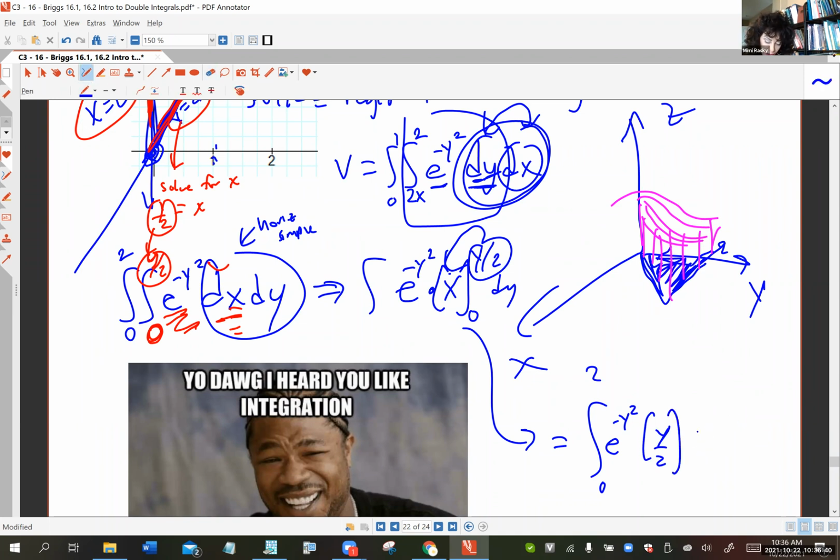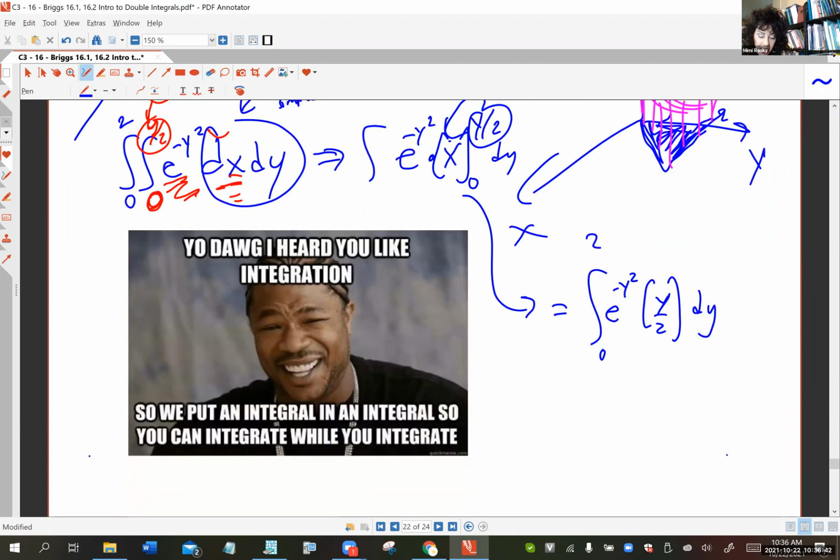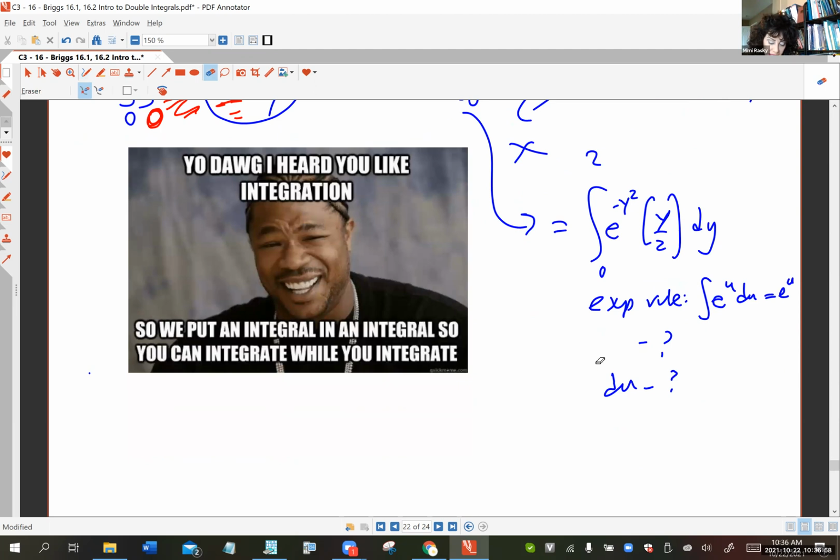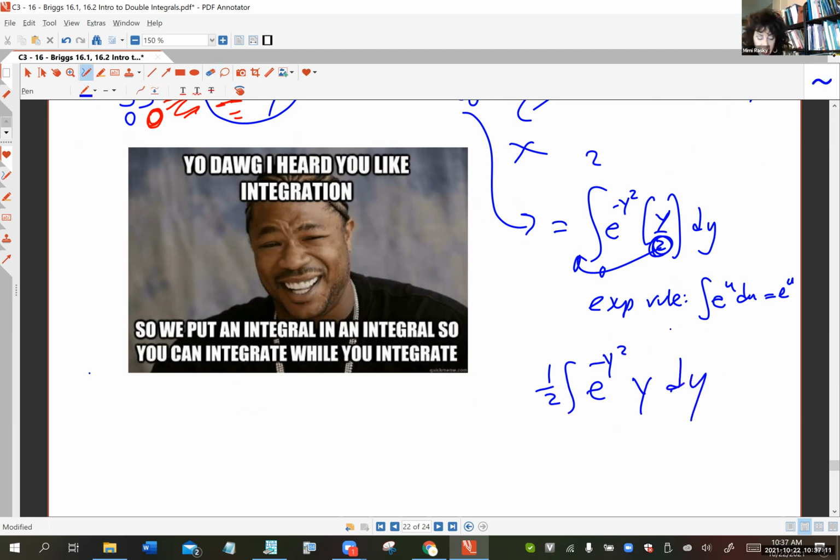So you're just going to have the y over 2. And now this, you're going to use the exponential rule. The exponential rule says the integral of e to the u du is e to the u. But first you've got to tell me who the u is and who the du is. Before I do that, I'm going to rewrite this integral just because I don't like fractions. This 2 that's down in the denominator, you can pull it out front, which is really the multiple of a half. I'm just pulling out the half and having it multiply.